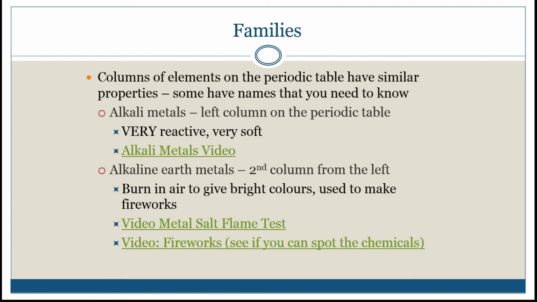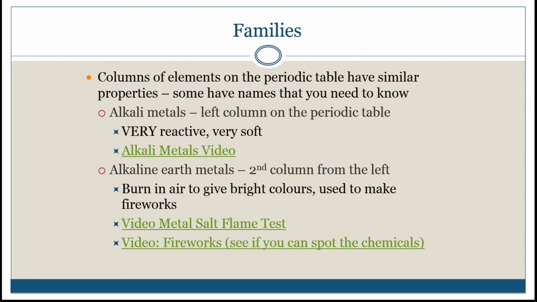Families. Columns of elements on the periodic table have similar properties. In other words, can you all look up? Everything in this column is going to behave sort of similarly. We say that they are part of the same family. And there are certain families that you need to know, and they are on your table.